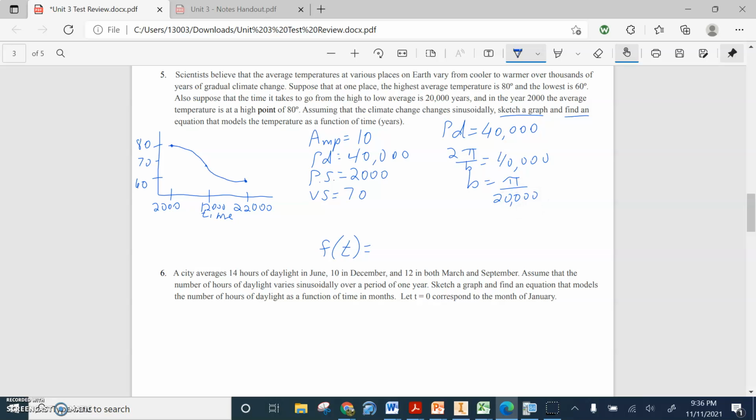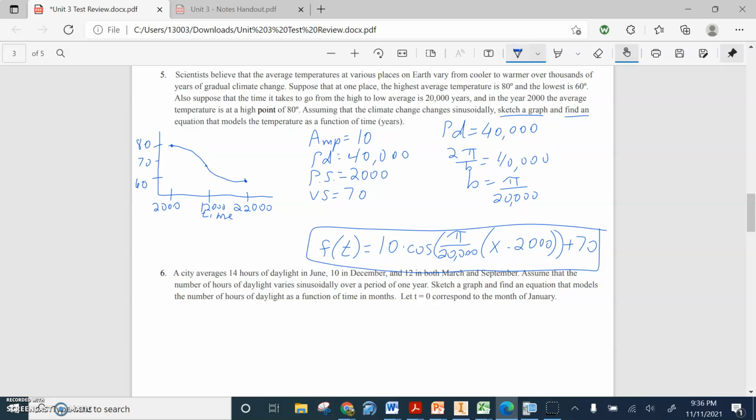So as I write this, f of t is a, so amplitude 10. I'm writing this as a cosine curve of b, so pi over 20,000 times the quantity x minus c, the phase shift, x minus 2,000, quantity plus the vertical shift, 70. There you go. I can't stand that x got looking weird. But there you have it.